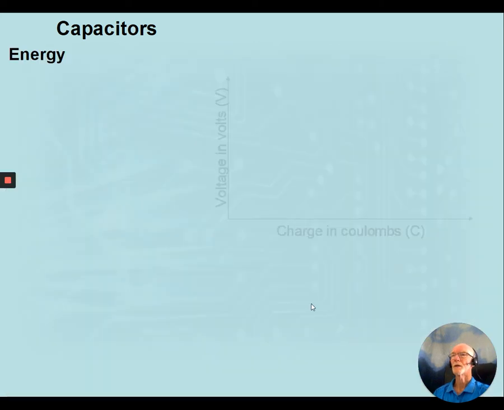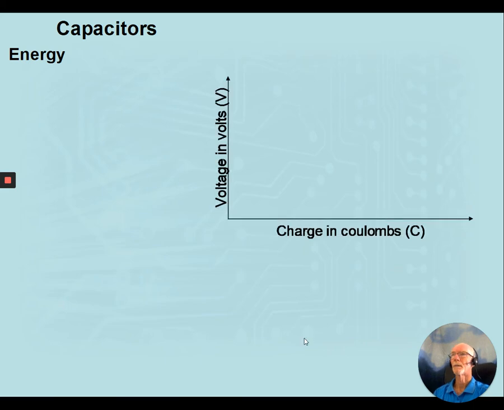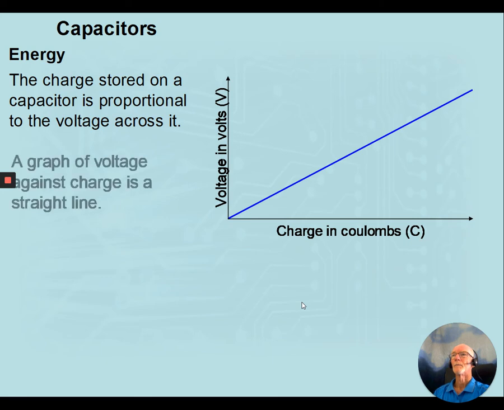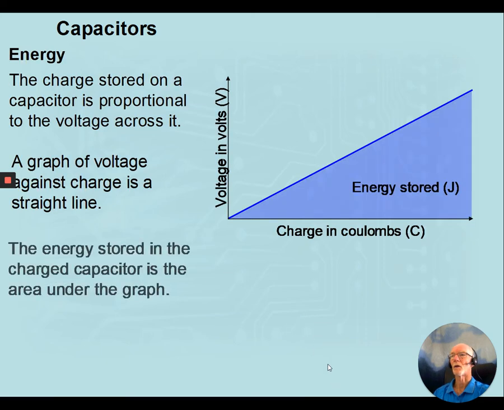The energy stored in a capacitor is directly proportional to the voltage across the capacitor, and the area underneath that line is the energy stored in the capacitor, measured in joules, where the energy is equal to a half times the charge in coulombs times the voltage.